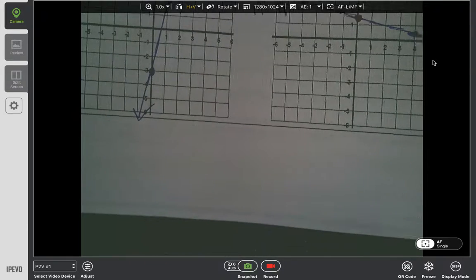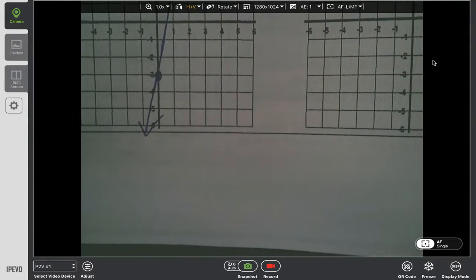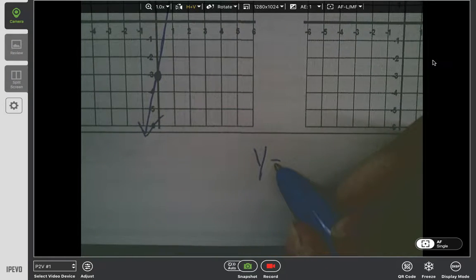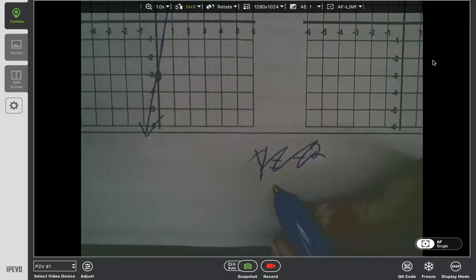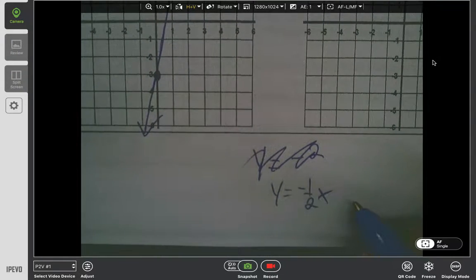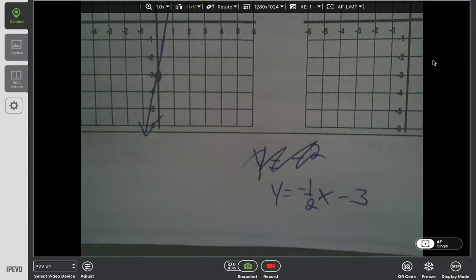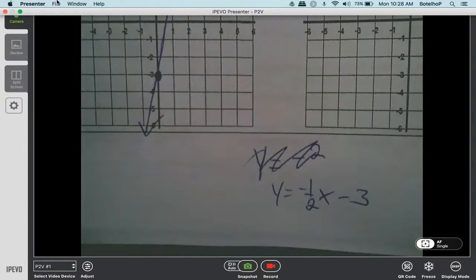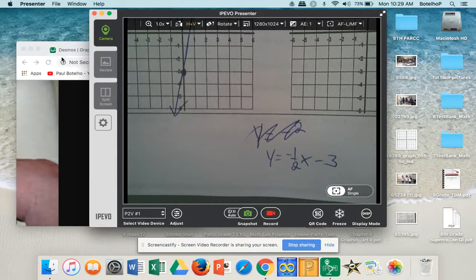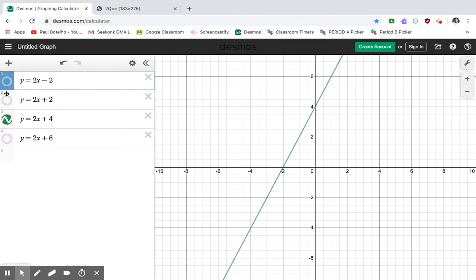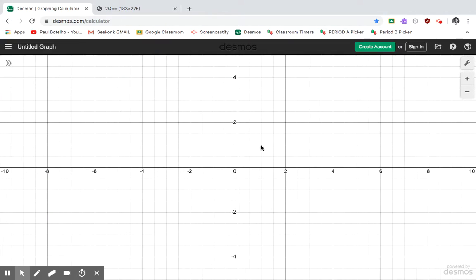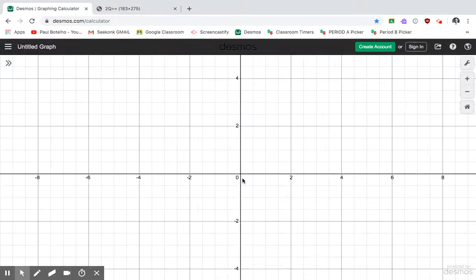Maybe we can do one more on Desmos. That would be pretty simple here. Let's copy this down: y equals negative 1/2 x minus 3. I'll leave the video here on Desmos, and we can do it up on the board together, and then we'll check it and see how that comes out. So if we go to the graph, we'll zoom right there.